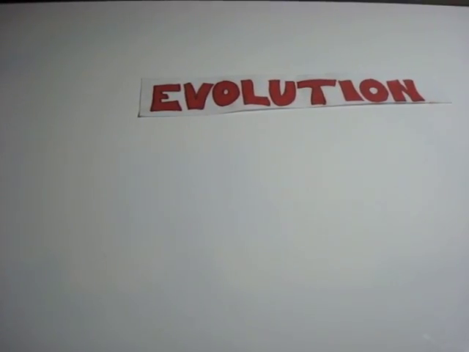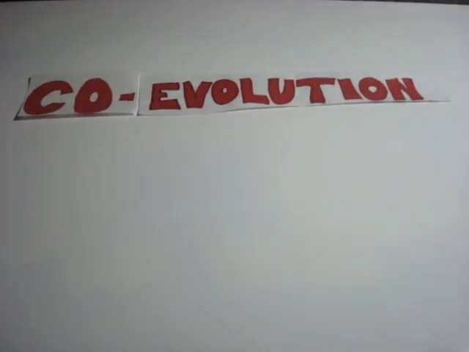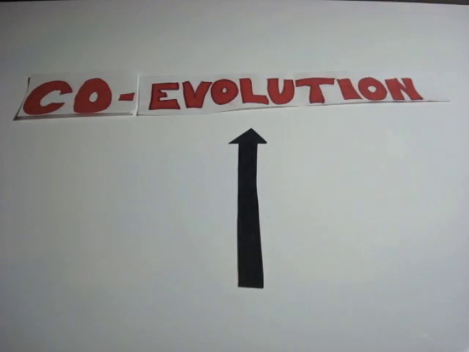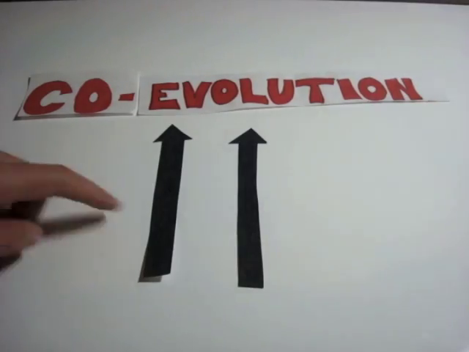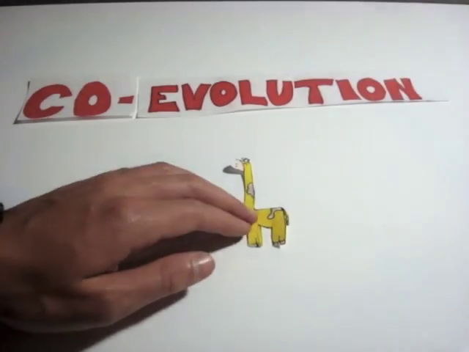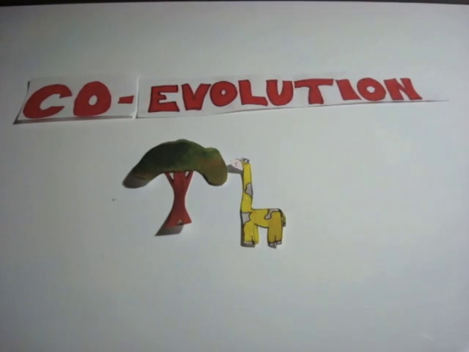Another pattern of evolution is coevolution. In coevolution, species that live in close relationships to one another evolve to adapt to each other. For example, the giraffes and trees of the African savanna.